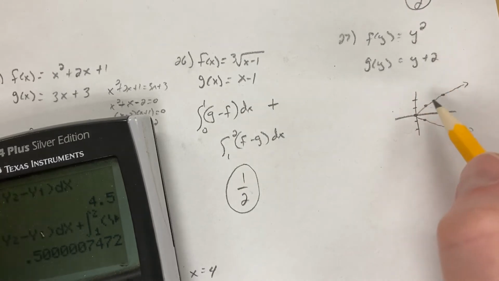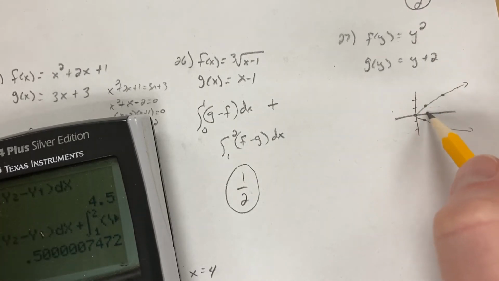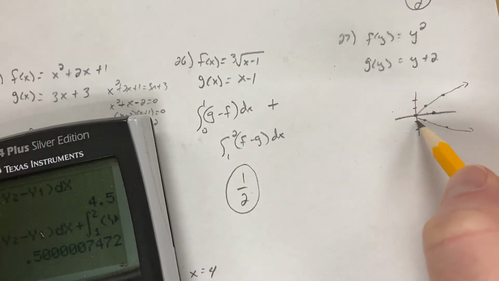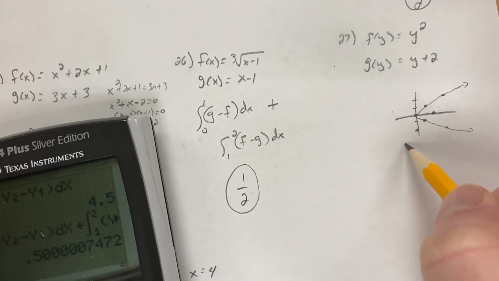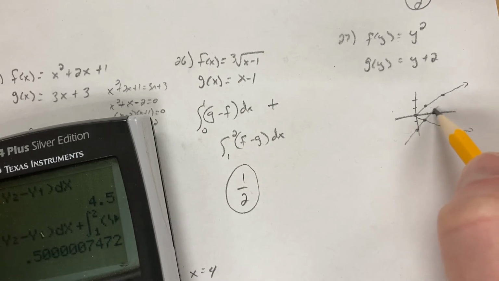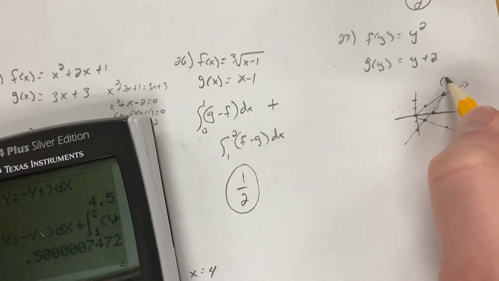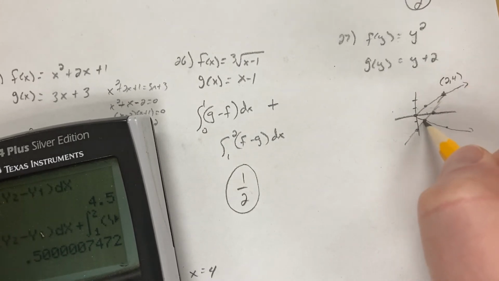And then the y plus 2 is the same thing. When y is 0, you're going to be out 2 spaces. When y is -1, you're going to be at -1. When y is -2, you'll be at 0. So it's kind of like this right here. Okay. When y is 2, you'll be at 4. So that'll be the same thing. They intersect at 2, 4, and at 1, -1.